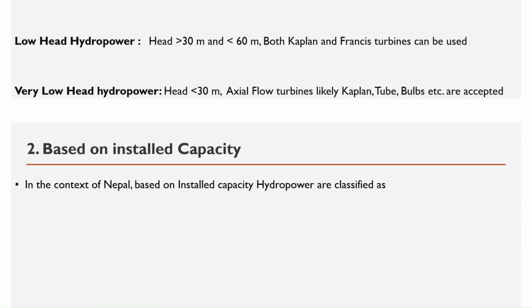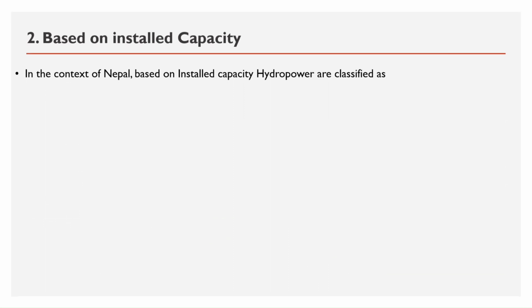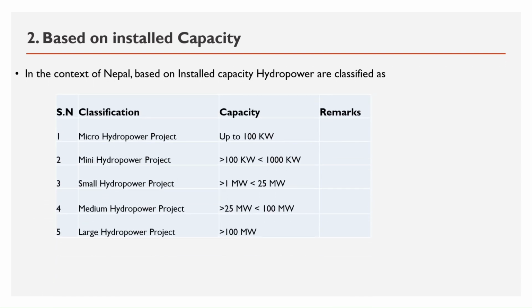In the context of Nepal, based on installed capacity, hydropower are classified as: 1. Micro hydropower project, up to 100 kW. 2. Mini hydropower project, greater than 100 kW and less than 1000 kW. 3. Small hydropower project, greater than 1 MW and less than 25 MW. 4. Medium hydropower project, greater than 25 MW and less than 100 MW. 5. Large hydropower project, greater than 100 MW.